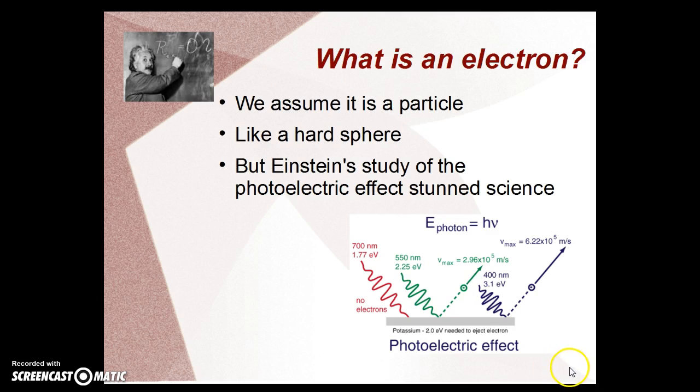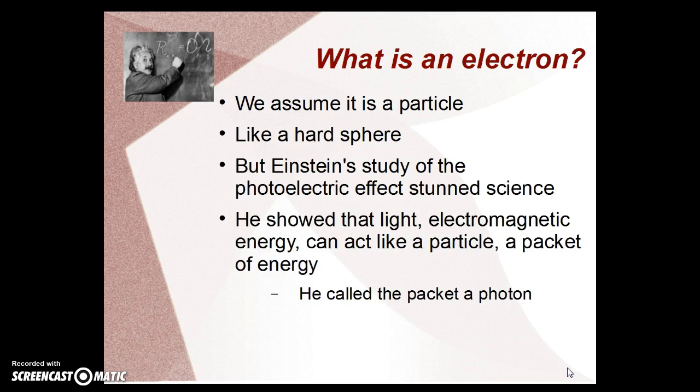But Einstein's study of the photoelectric effect, which appeared in 1905, stunned science. He showed that light, which is electromagnetic energy, can act not just like a wave, but like a particle, a packet of energy. He called the packet a photon. In other words, the light that we see, or ultraviolet or X-ray or whatever it is, comes in what some people call wavicles, things that have properties of both particles and waves.